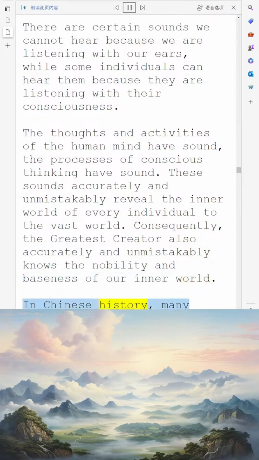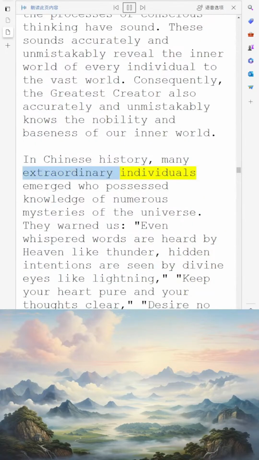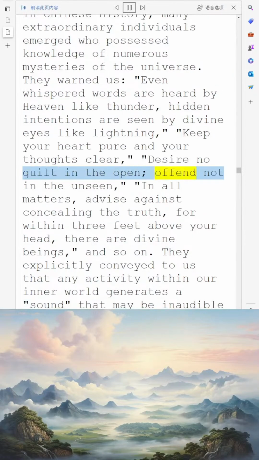In Chinese history, many extraordinary individuals emerged who possessed knowledge of numerous mysteries of the universe. They warned us, even whispered words are heard by heaven like thunder, hidden intentions are seen by divine eyes like lightning. Keep your heart pure and your thoughts clear. Desire no guilt in the open. Offend not in the unseen. In all matters, advise against concealing the truth, for within 3 feet above your head, there are divine beings, and so on.